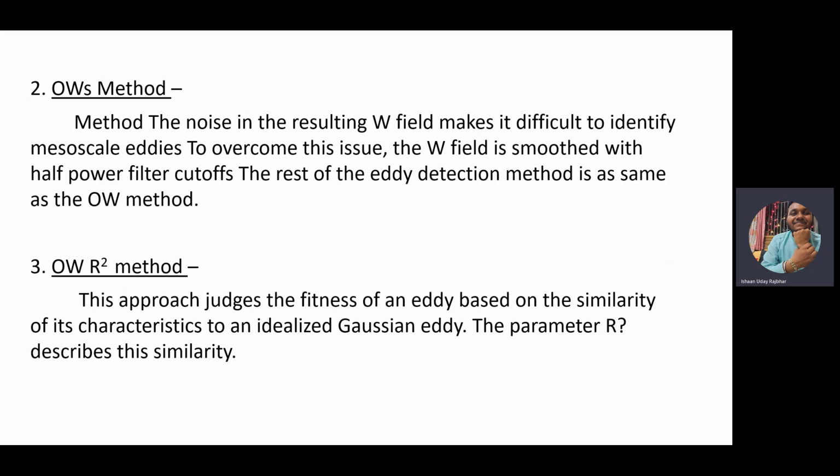Now the OWR square method. This approach judges the fitness of an eddy based on the similarity of its characteristics to an idealized Gaussian eddy. The parameter R square describes this similarity.